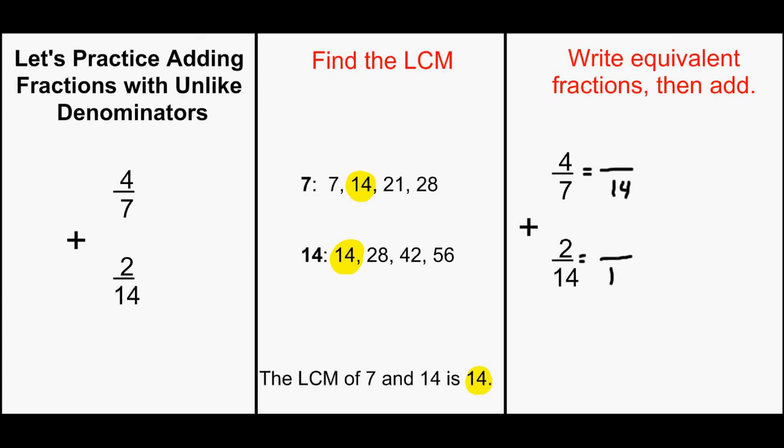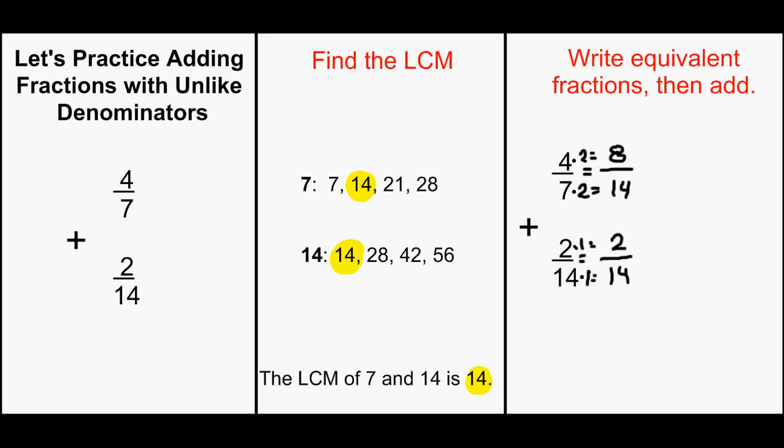We will then multiply both fractions by a form of 1 to have our equivalent fraction with the denominator 14. 7 times 2 equals 14. 4 times 2 equals 8. 4 sevenths equals 8 fourteenths. 14 times 1 equals 14. 2 times 1 equals 2. 2 fourteenths equals 2 fourteenths.